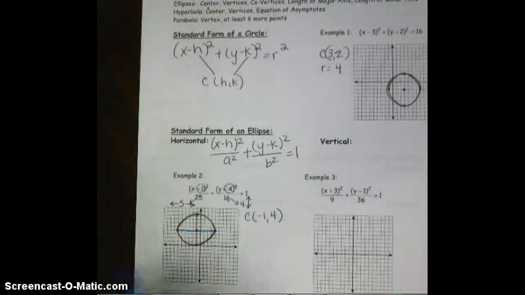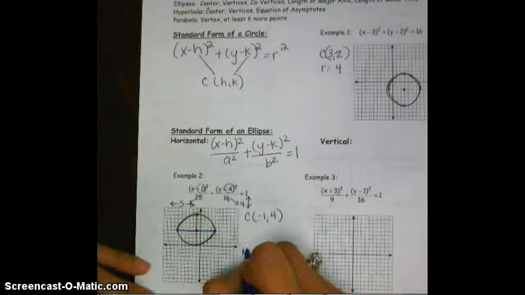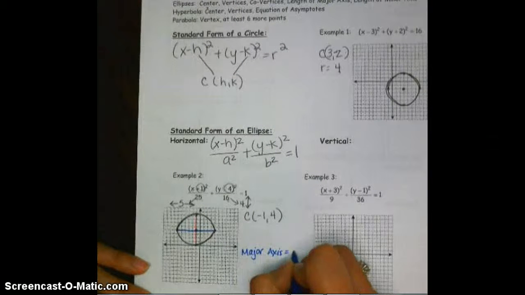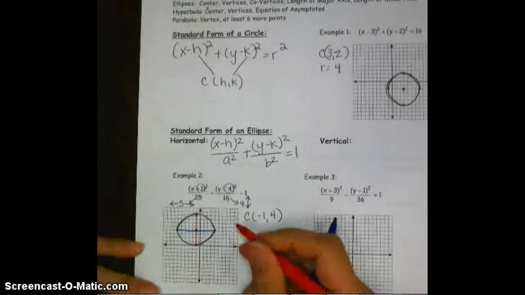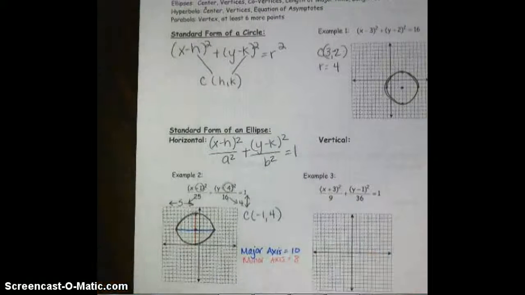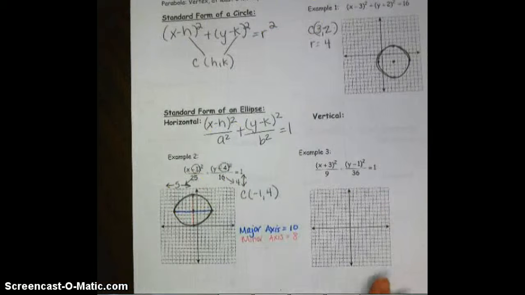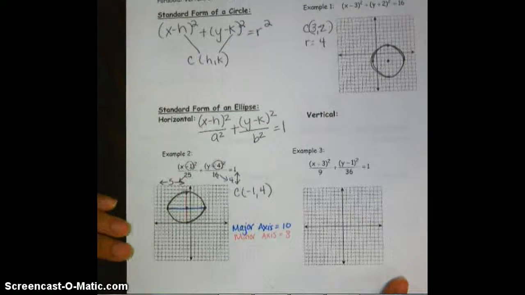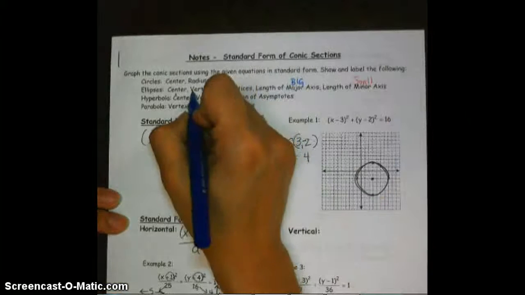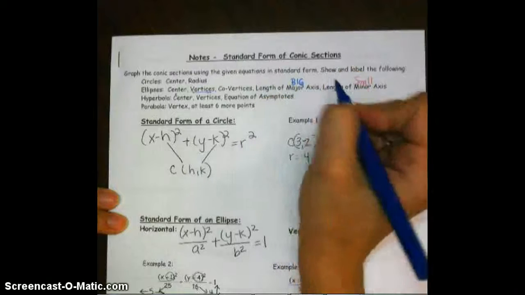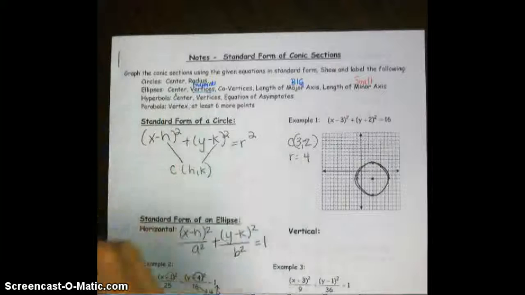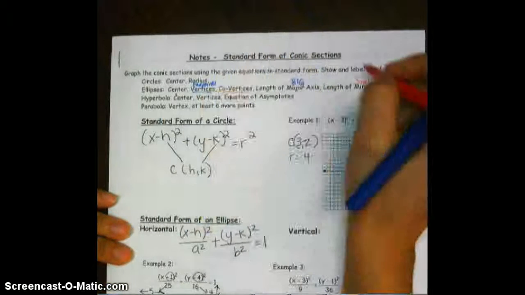Okay, and then what they're asking for is what are the lengths. So the major one, since we traveled 5 in either direction, the length is going to be equal to 10. And then for my minor, we traveled 4 in either direction, so the length is 8 units. Okay, we also need vertices and co-vertices. So if we go back up and look at this, your vertices are the endpoints for your major axis. So these are endpoints. And the co-vertices are also endpoints, but for the minor axis.